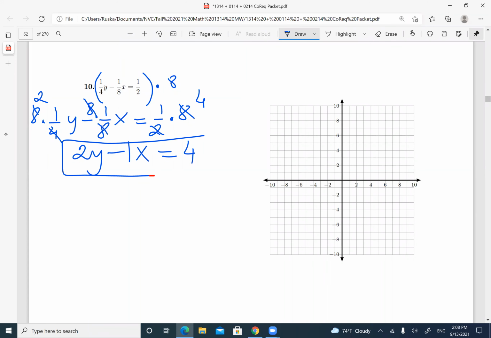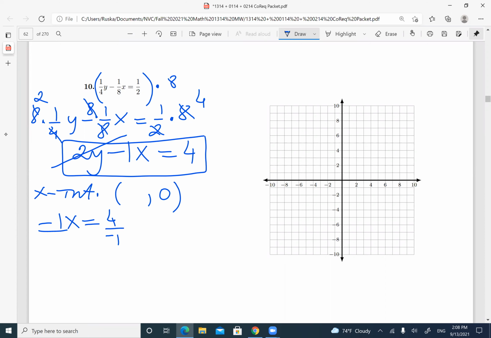It's the same equation, the same straight line. So I'm going to find the x-intercept. For the x-intercept, y is 0, so that means I'm going to cross out the y. And I have negative 1x equals 4. Then divide by negative 1, and it's going to be negative 4. So I'm crossing the x-axis at negative 4. Then finding the y-intercept, I'm going to cross out the x now, 0.